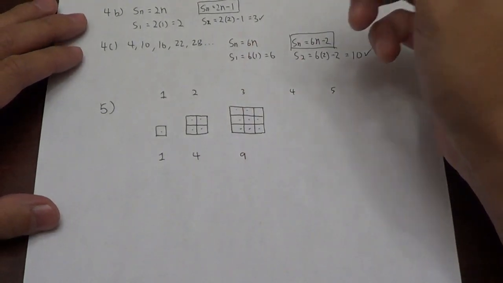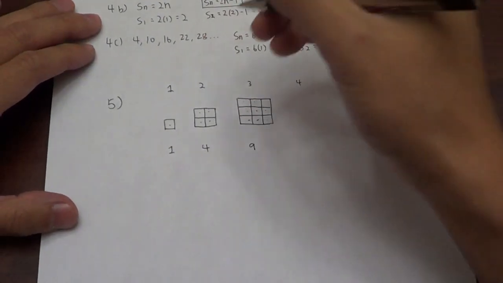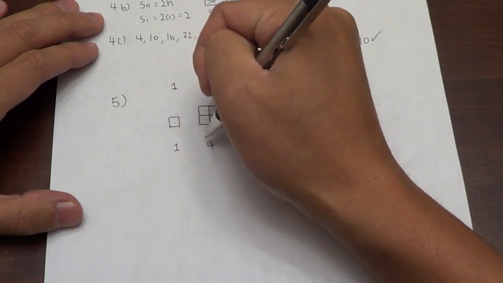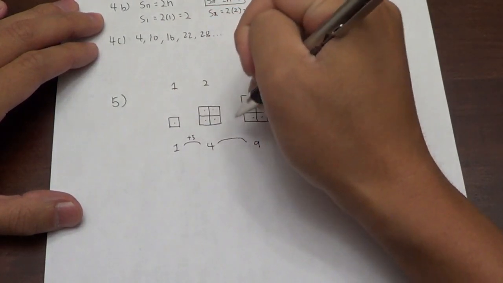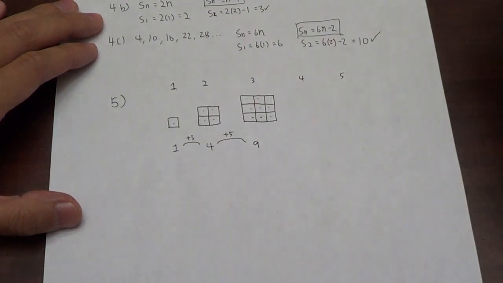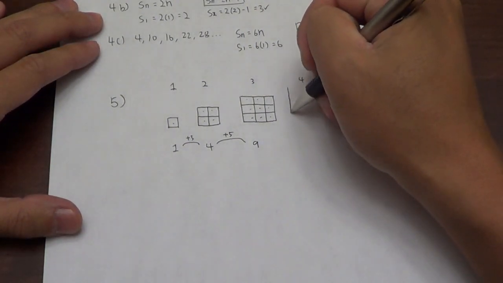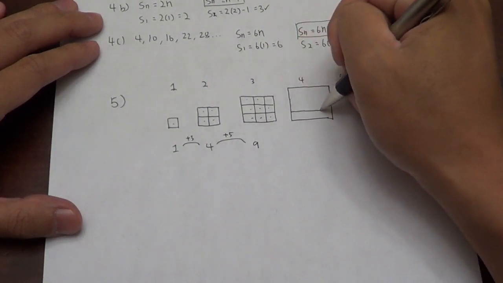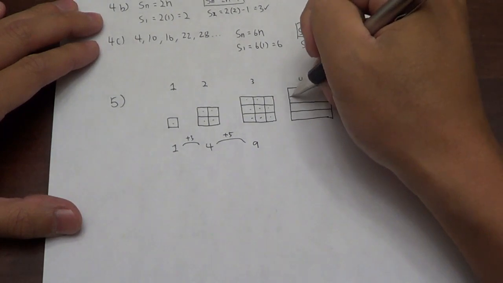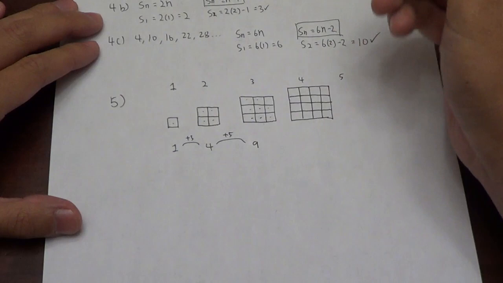Now I want to see if I have a pattern, so that I don't have to draw the next one. If I go from 1 to 4, I am adding 3. 4 to 9, I'm adding 5. Now that's the first time we've seen something like that. So let's go ahead and draw the next one just to check, since we had never done this one before. Let's have another way of getting the answer.